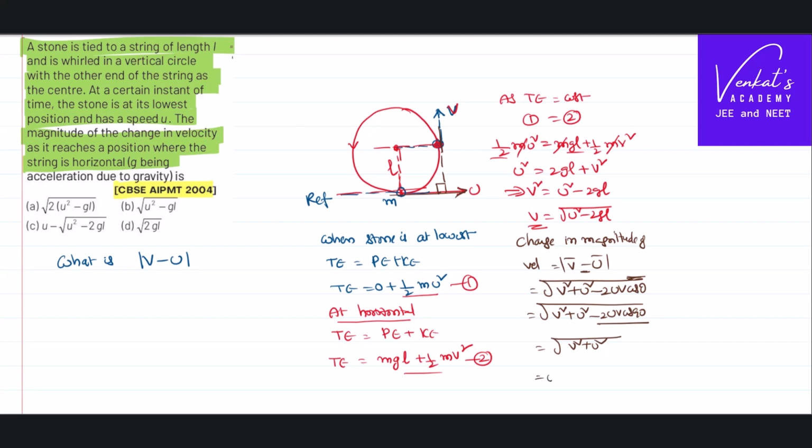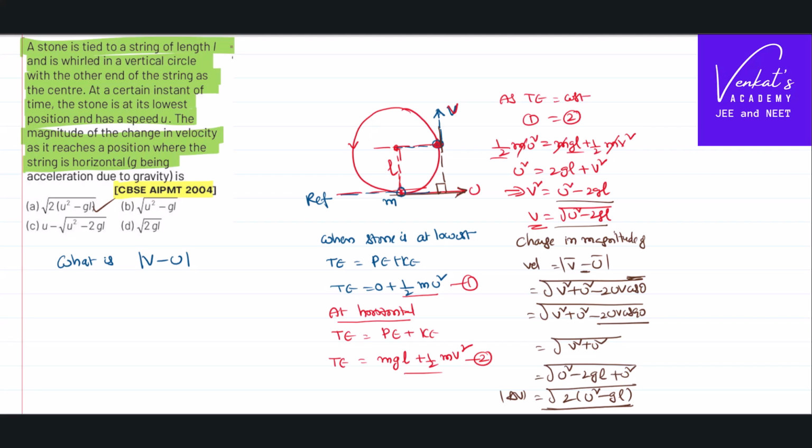I know the value of v, so v square is u square minus 2gL, plus u square. So your answer is root of 2u square minus 2gL. 2 can be taken common: root of 2 times u square minus gL. That's the change in velocity. That's the answer for the problem.